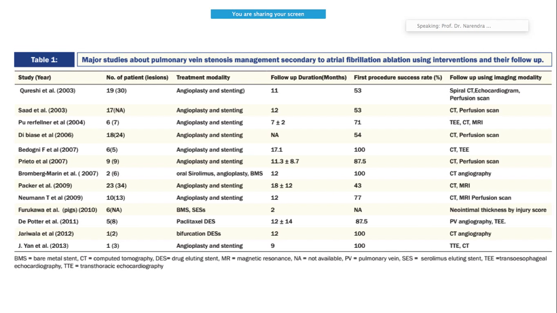Someone used a drug eluting stent, someone used a normal stent, and I made them into several headings. One is the study, who were the authors, then the number of patients, then the treatment modality, then the follow up duration in months, then the success rate, and later how they did the follow up, because the follow up also can make a big difference. I have also written about the postural changes and how they affect the success rate.